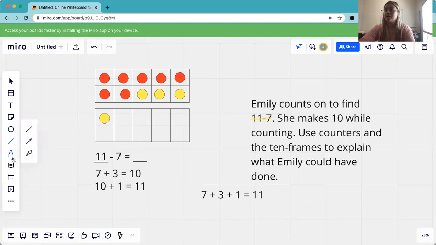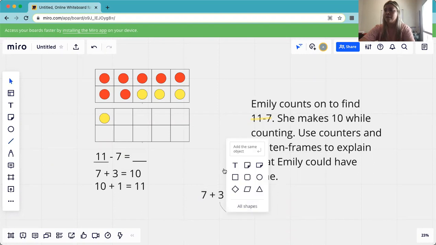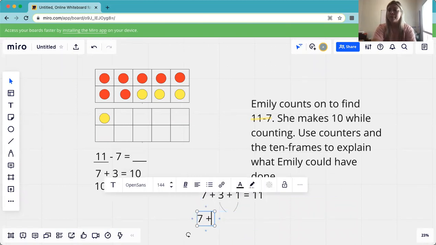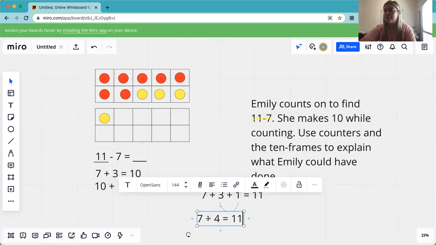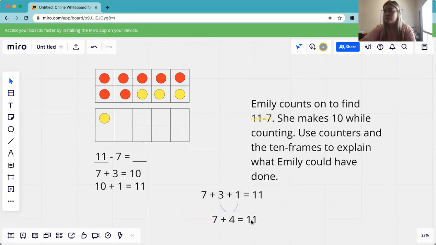Now I need to look at my problem right here and figure out my 3 yellow at the top. I want to add it with my 1 at the other 10 frame. So that would make my problem 7 plus 4, because 3 plus 1 is 4, equals my 11. Let me scoot this over. So I brought down my 7. My 3 yellow counters on top and my 1 at the bottom equals 4.